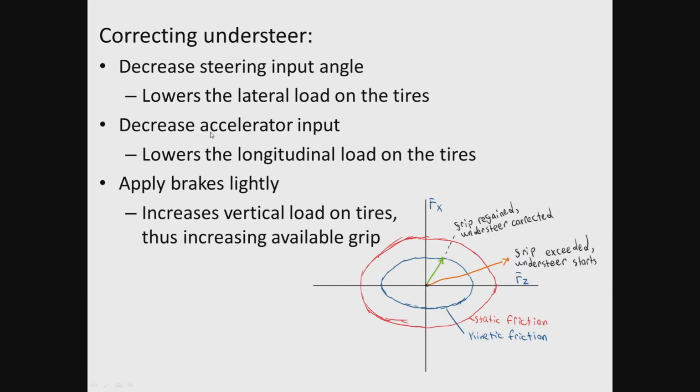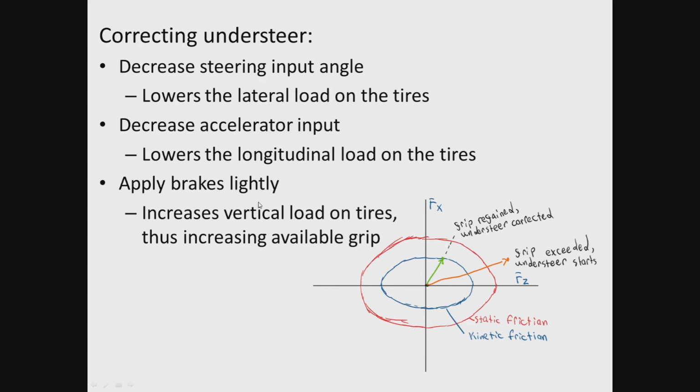You can also do this by decreasing the accelerator input. If you are pressing down the accelerator pedal and you're trying to accelerate the car forwards, you're placing a longitudinal load on the tires, pushing the car forward, and you're asking the wheels to generate more force to maintain that turn. You're asking for a higher centripetal acceleration if you're trying to accelerate as you go through a corner. Hence, you're putting more load on the tires and you're exceeding that static friction again. So just back off of the pedal, lower the load on the tires once again, and get back within the kinetic friction limits.